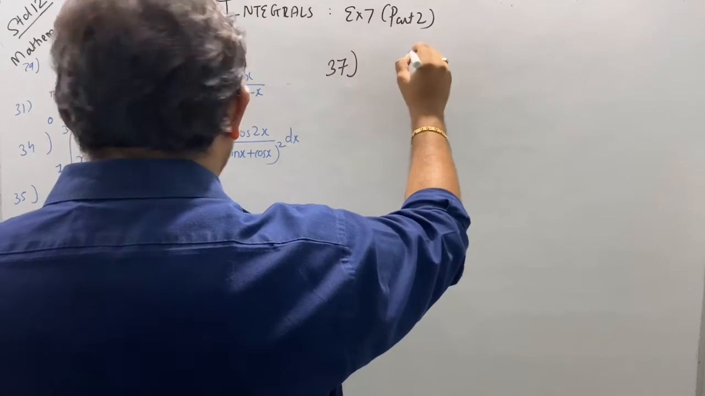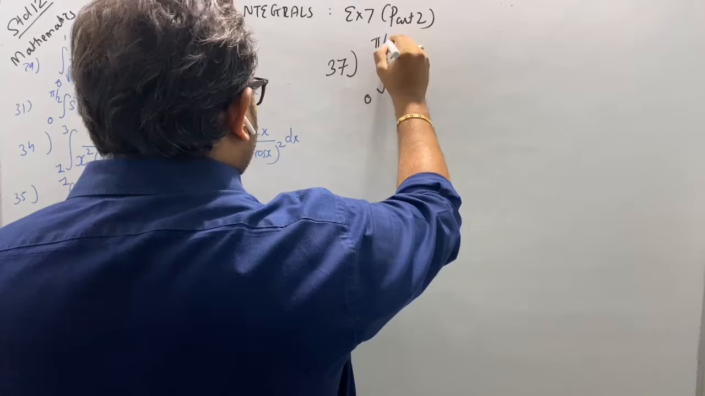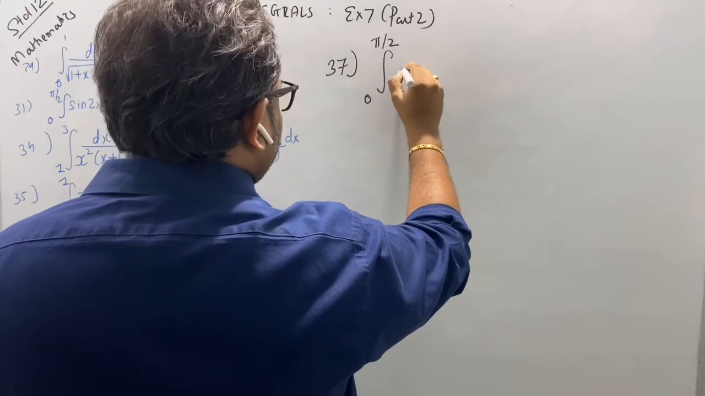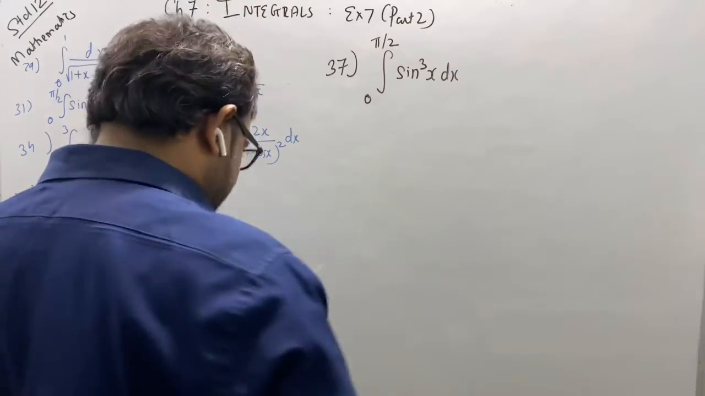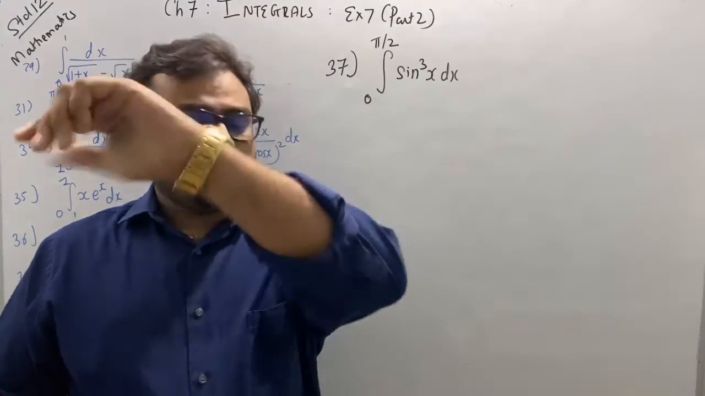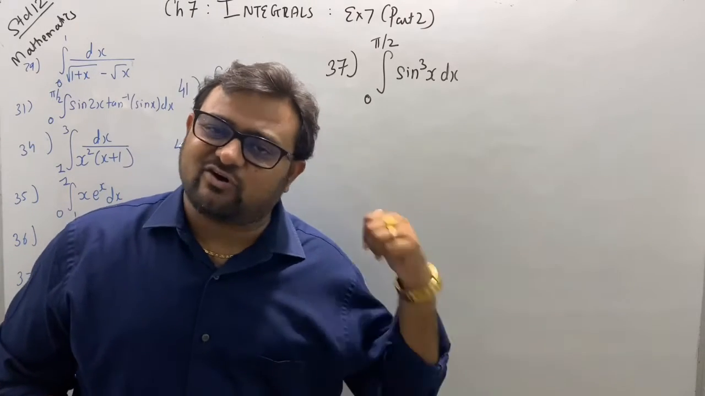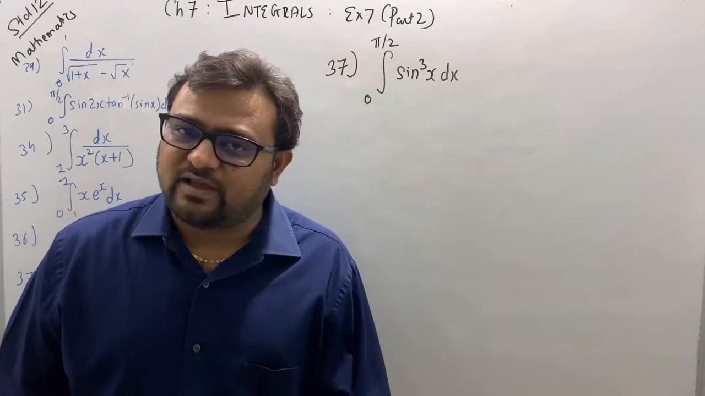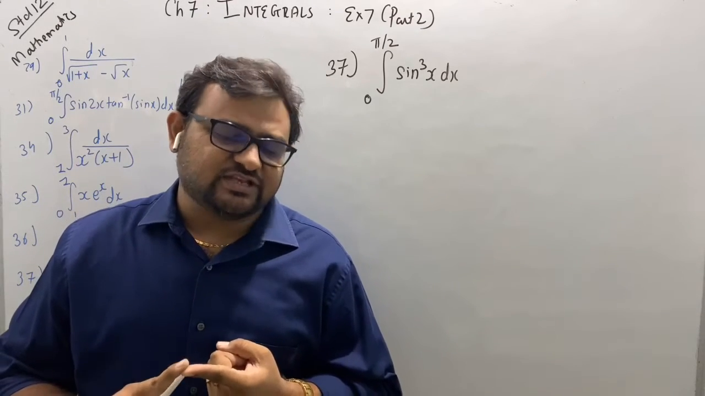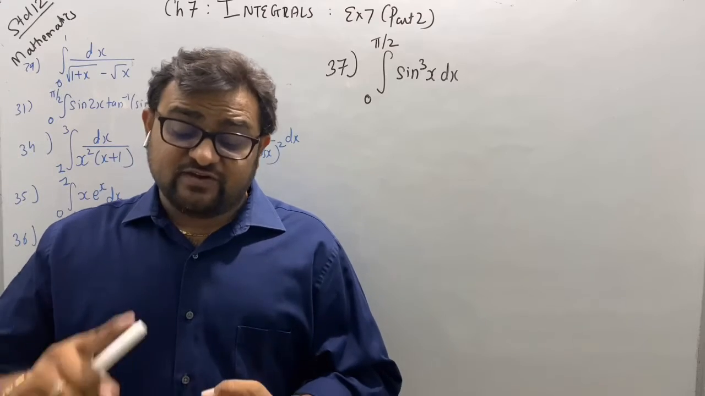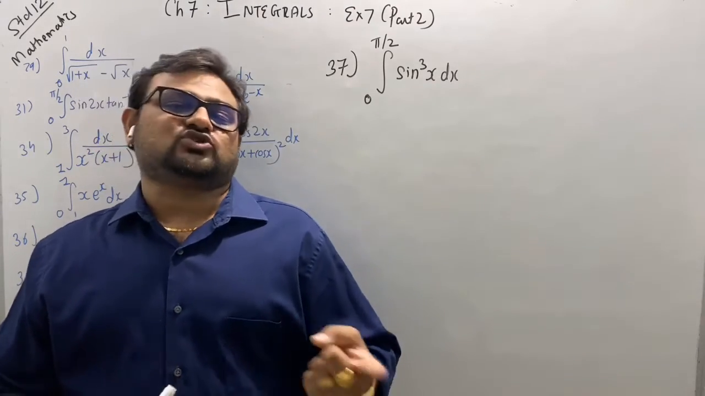Question 37. Integral from 0 to pi by 2 of sine cube x dx, right? Now remember, in indefinite integration, we had already done this type of sum. If it was only sine, we use direct integration. Integration of sine is minus cos. If it was sine square, then we will convert it into (1 minus cos 2x) by 2.